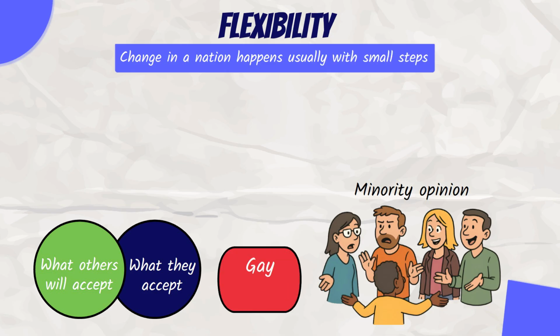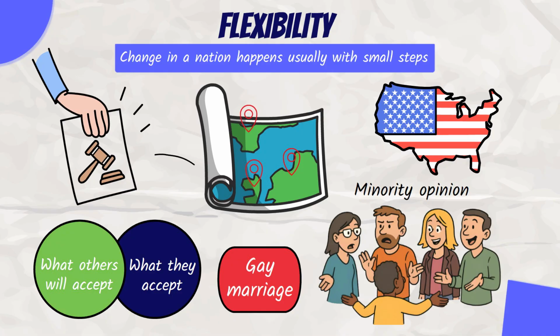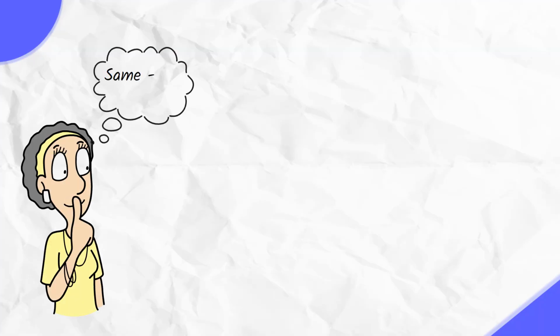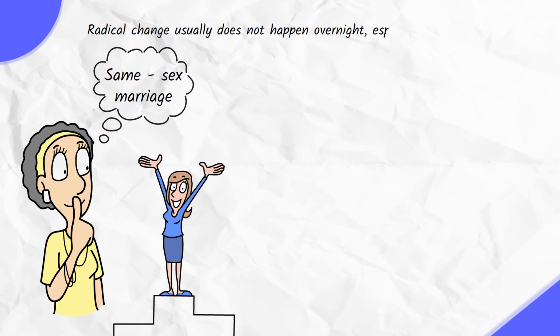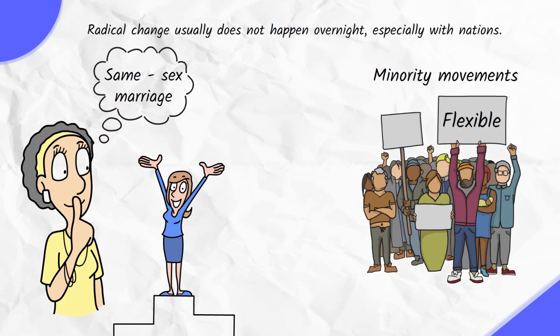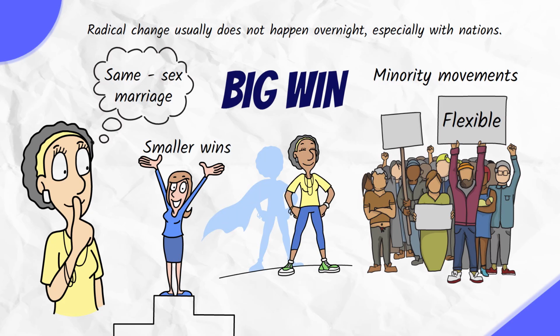At the time that gay marriage was legalized throughout the United States, over a dozen states had already legalized it. People were still coming around to the idea of same-sex marriage, but all of those smaller conversions were still considered a win. Radical change usually does not happen overnight, especially with nations. If minority movements are willing to be flexible and accept smaller wins, then in the long run, they're more likely to see a big win in the future.